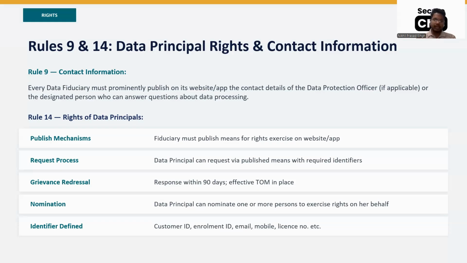Then the identifiers have to be defined as well, like customer ID, enrollment ID, email, mobile number, whatever data you are taking.